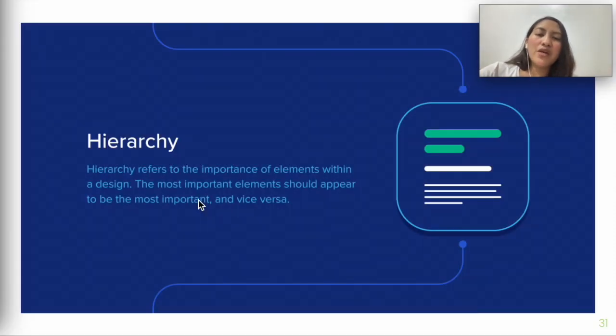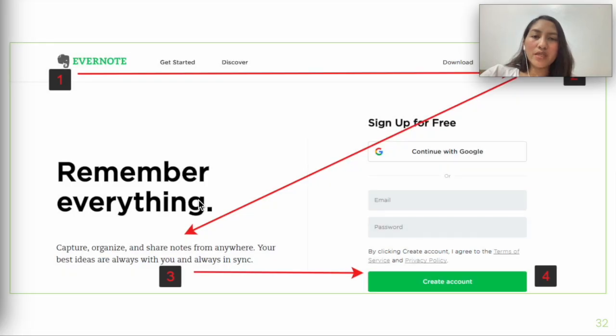Next, we have hierarchy. Hierarchy refers to the importance of elements within a design. The most important element should appear to be the most important and vice versa. Alright, so here's the hierarchy naman of how the eyes or our sight move. Usually it is from left to right, top to bottom. Okay, so you have to consider also that particular principle of the eye movement.